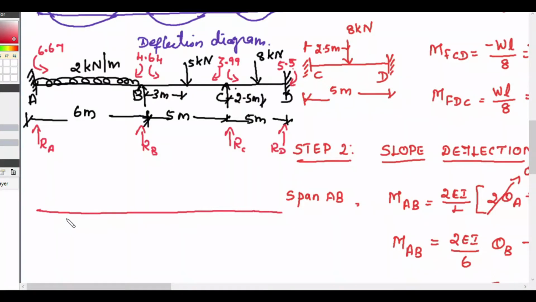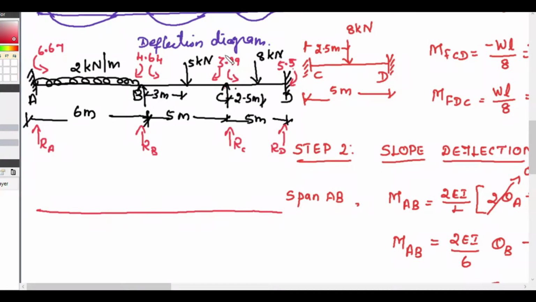Okay, this is to draw the shear force diagram. Now we will take the joints B and C. So first of all, we will consider the joint C. You take the right of C. When we are considering the equilibrium to the right of C, it is RD into 5 minus 5.5. You are taking the section to the right of C. So it is minus 5.5 minus 8 into 2.5 plus 3.9.